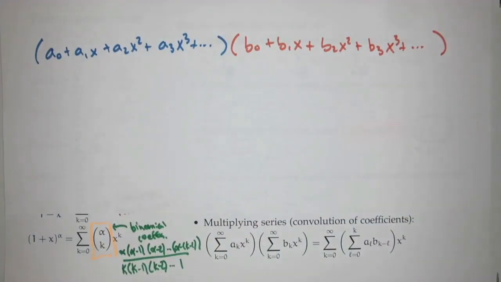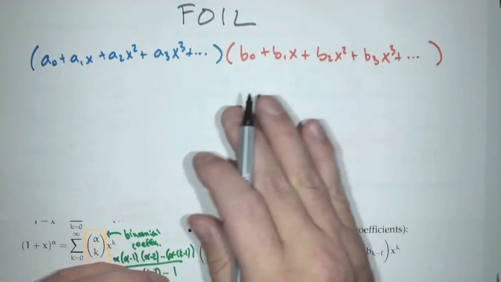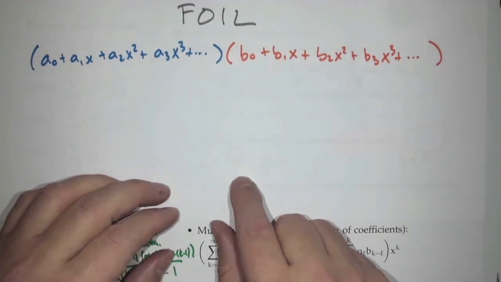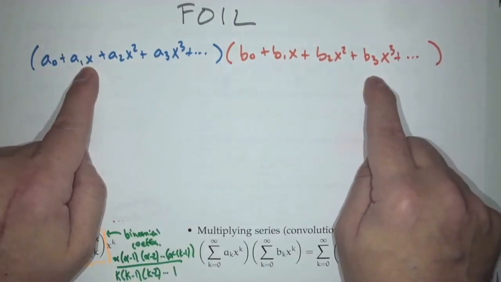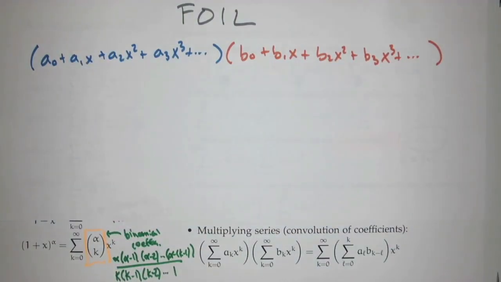Now, if you saw this, what technique would you think of? FOIL. Right. Now, you might say FOIL stands for first, outer, inner, last. But what does FOIL really tell us to do? What's the principle behind foiling? It says pick a term from the first, pick a term from the second, and multiply them together. But then you do that in all possible ways. That's what foiling is. All possible ways. Great. So how do we do it?